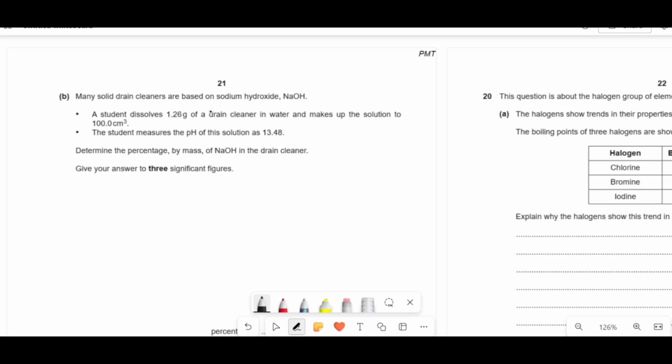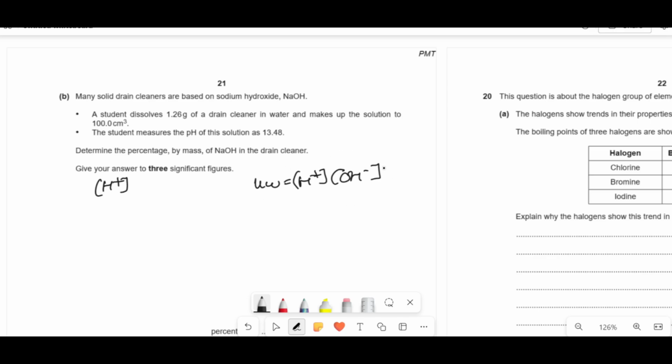There you go. Many drain solid cleaners are based on NaOH, so what they did is they got, and please read the question and just carefully use your logic here. So they've dissolved this drain cleaner and made up a solution of 100 cm cubed, right? That's going to have NaOH in it, and it's going to dissociate into Na+ and OH-, right? And they said that they got this pH. Determine by mass the amount of NaOH. So we need to think about pH here. pH is linked to H+, right? You need to think, what do I know that links H+ and OH-? It's Kw. Kw equals H+ times OH-.